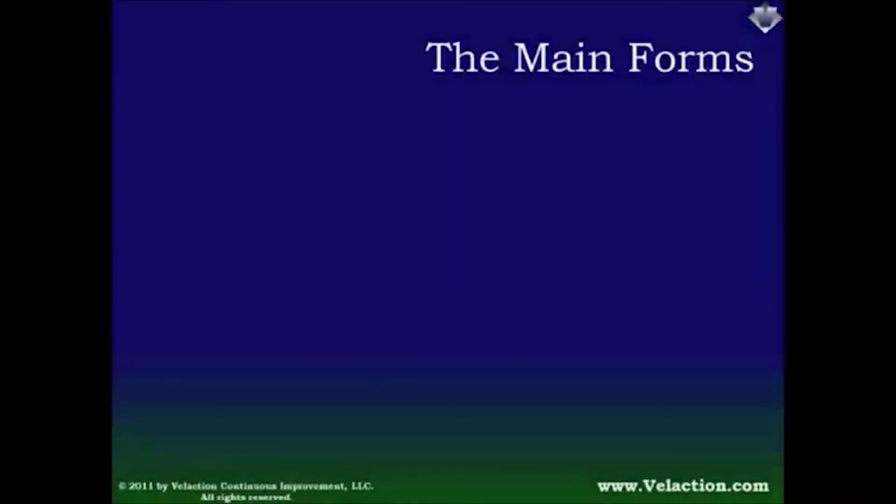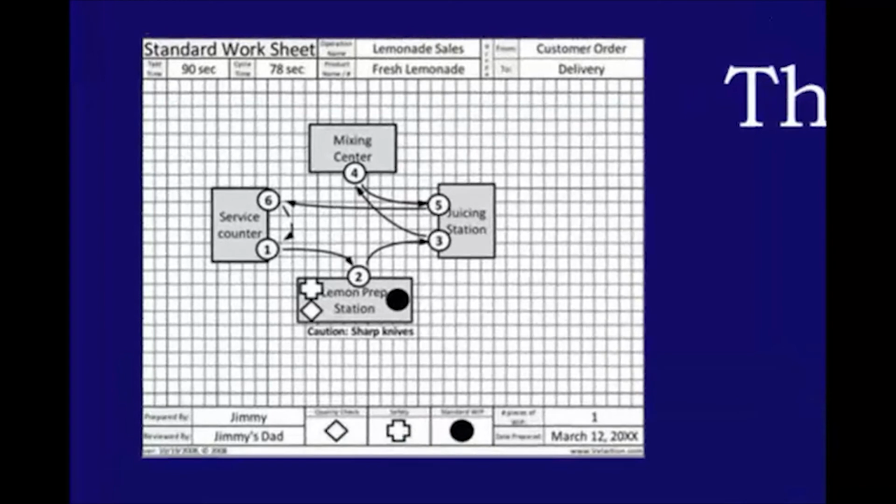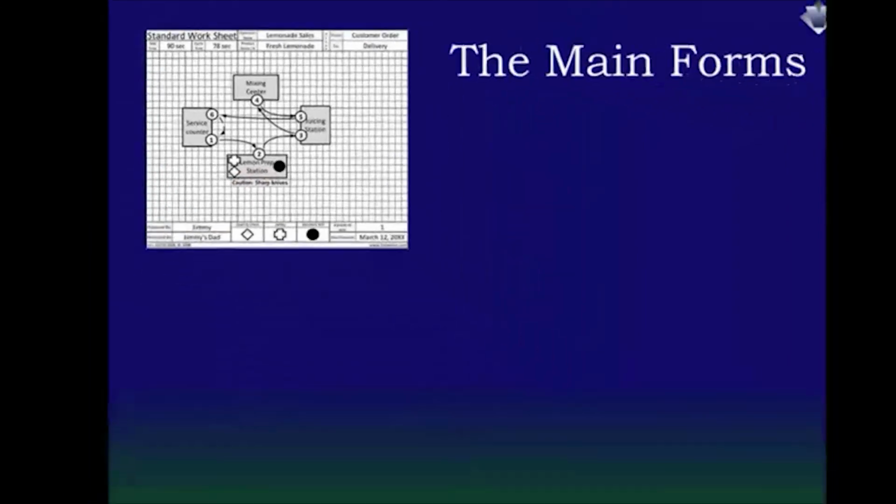So now, assuming you have all of your prerequisites met and you've gone about putting your basic processes in place, it's time to document your standard work. And that's done using three main forms. The first form is a standard worksheet. This provides an overhead view of the work and shows the flow of the individuals and the materials. It also depicts the location of standard work in process.